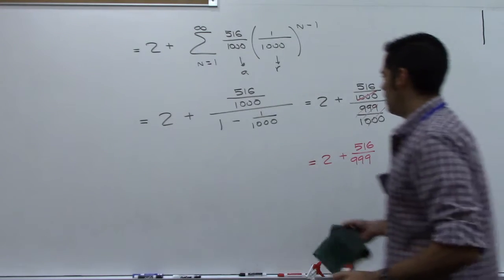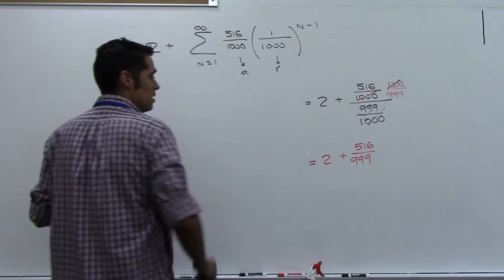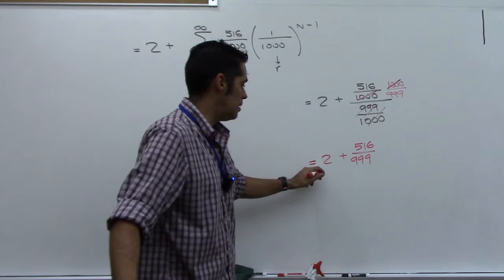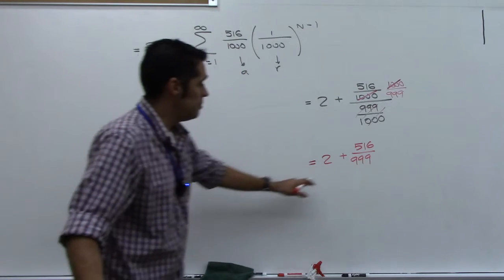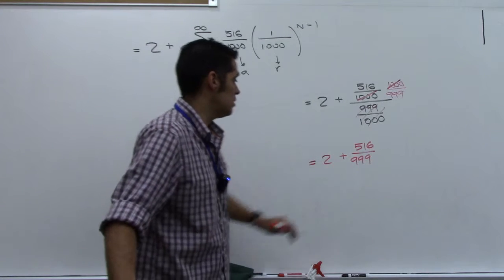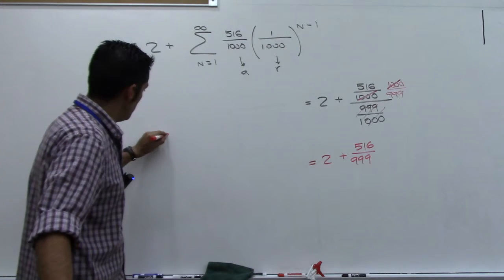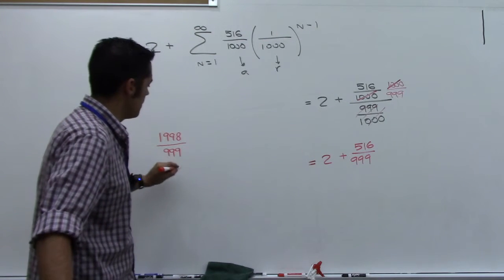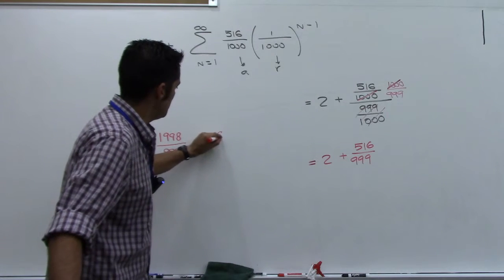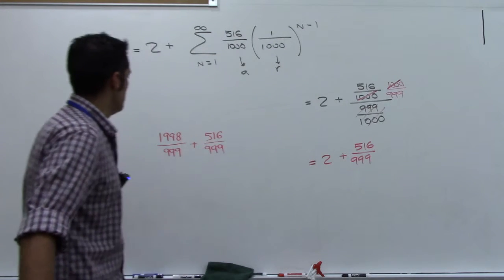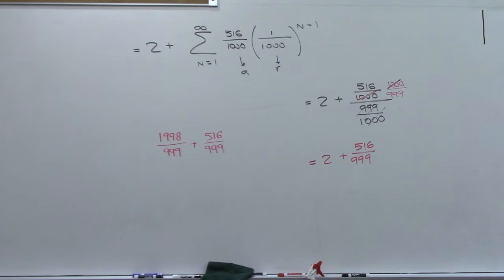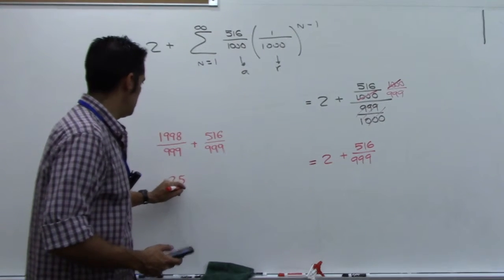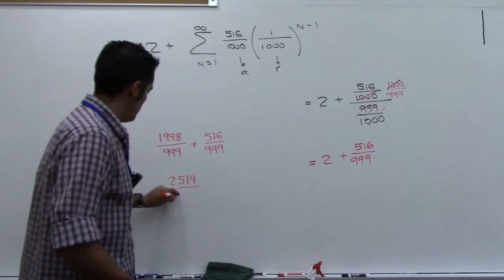And finally, I need to put those two together. So I need a common denominator. So I multiply 2 times 999 on top, and on the bottom I have a 999. So 2 times 1,000 would be 2,000, but this is going to be 2 less, so it's going to be 1,998 over 999 plus 516 over 999. And I'm going to add those numerators up. So this is going to be 2,514 over 999.